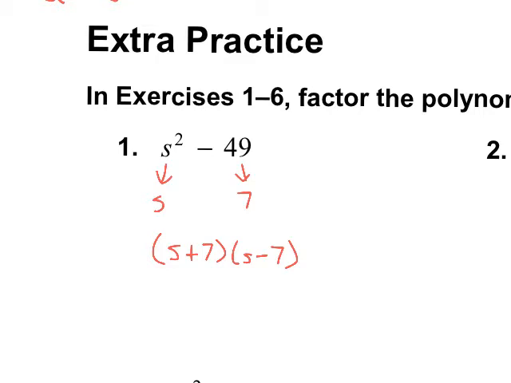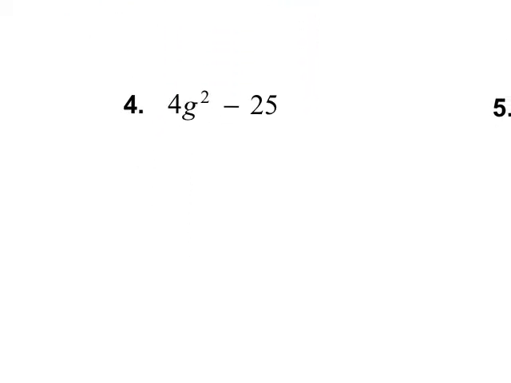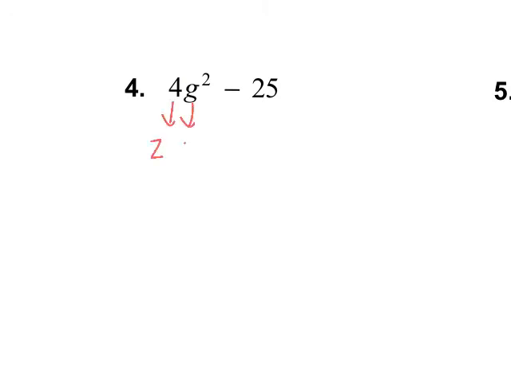Alright, let's go ahead and look at 4 down here. I see that it is a difference, and I see that these are perfect squares. The square root of 4 is 2. The square root of g squared is g. So that term together is going to be 2g. The square root of 25 is 5. So I get 2g plus 5, and then the second one's the minus, 2g minus 5.